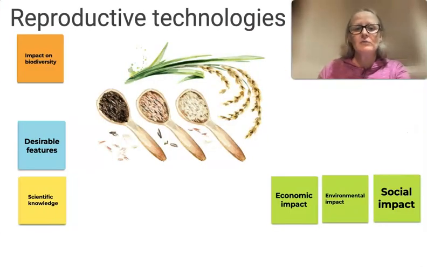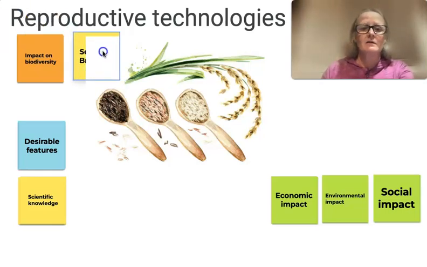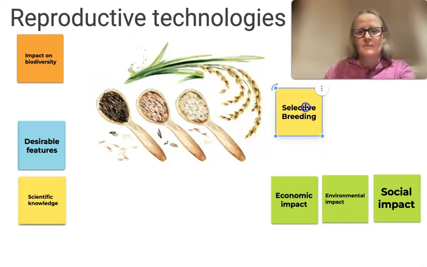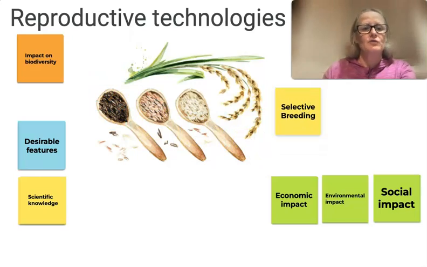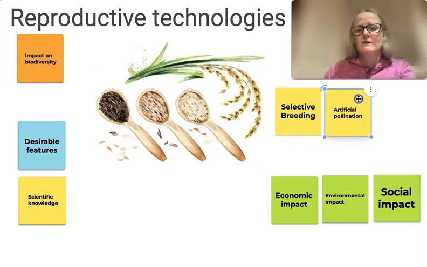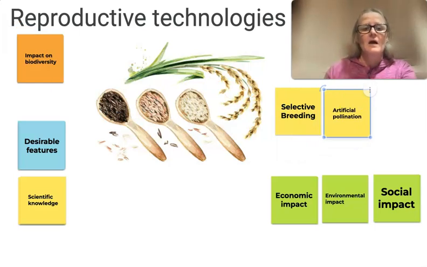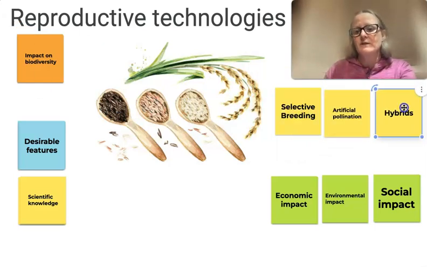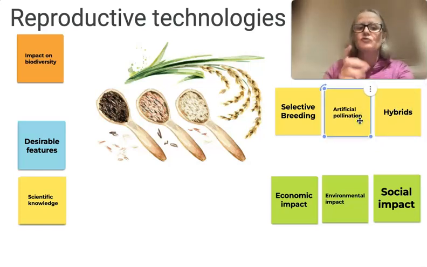Our last example is looking at a reproductive technology in plants. So this is selective breeding, but we are talking this time about artificial pollination and the production of hybrids. So bringing together plants to make a cross, a hybrid, two things coming together.